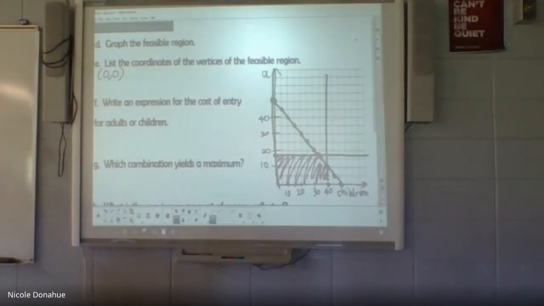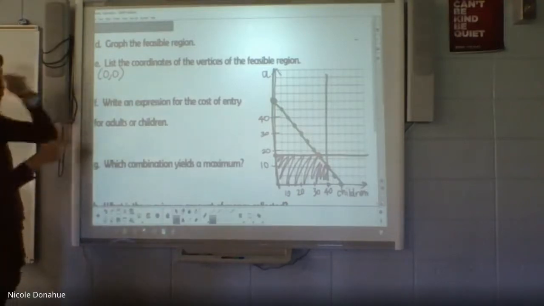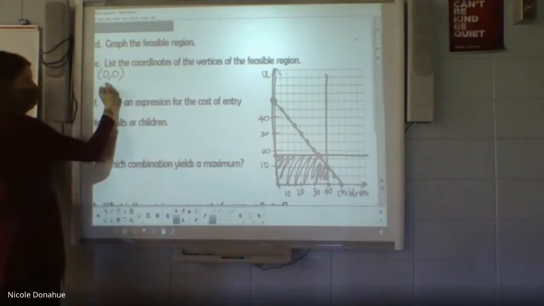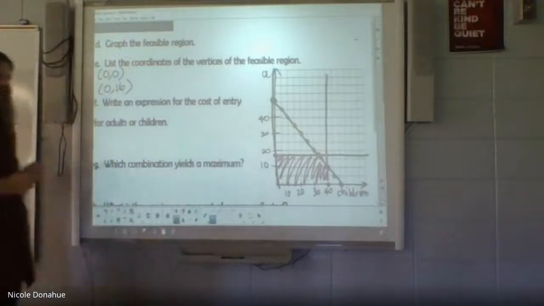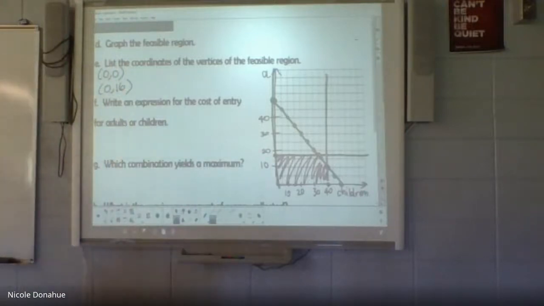Zero, zero, probably not a very interesting one because that means no kids and no adults came. All right, what's another feasible one? Yep. I think you want to flip it. 0, 16. Yeah. 0, 16. So when we just go straight up 16, that's our next point.